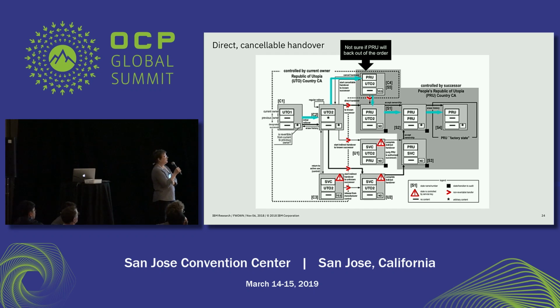Okay. I won't drag you through this, but essentially what you can do is this device can travel through different stages of ownership. And at the very end, the People's Republic has now set up their own factory state for the device, where they are the current owner. They have wiped out all history of it ever having been in Utopia. So there's no previous owner, there's no successor, and they can revert.